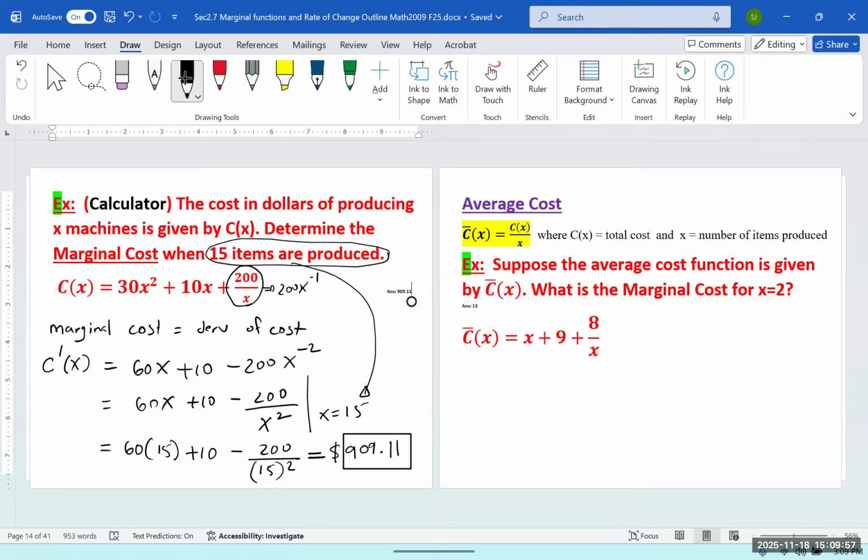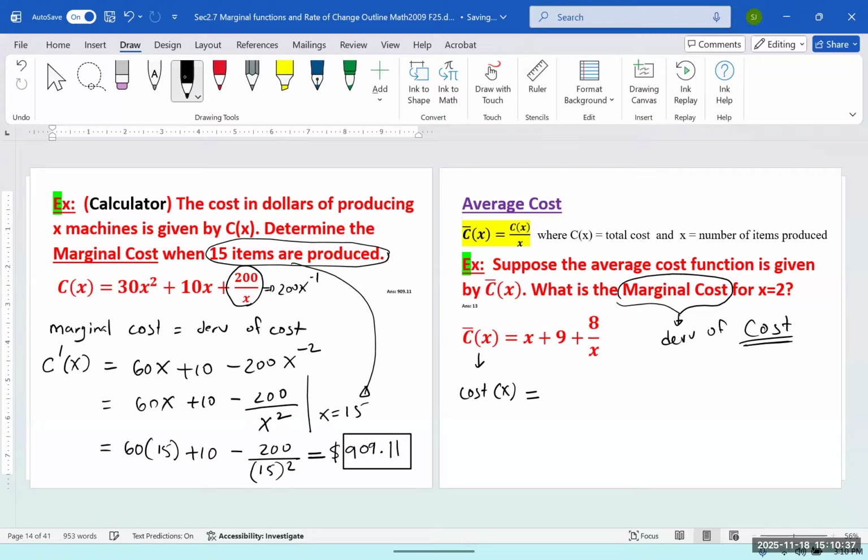So they gave us average cost, but they want us to find the marginal cost. What is marginal cost? Derivative of cost, the normal cost, the total cost. Did they give us the total cost? They did not. They gave us average cost. So what is our first step to do? Good job. From average, we need to find the normal cost function. Not the average cost, the total cost function.